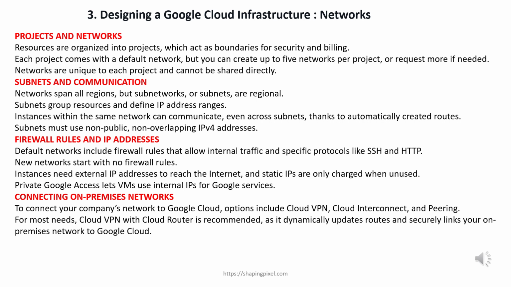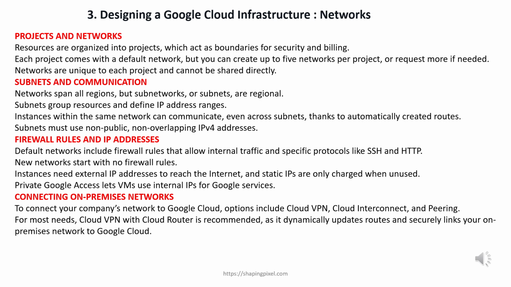Google Cloud Networking is built around virtual private clouds, or VPCs, which are simply called networks. These networks help connect and isolate resources, making it easier to manage everything from small projects to large organizations. Resources are organized into projects, which act as boundaries for security and billing. Each project comes with a default network, but you can create up to 5 networks per project, or request more if needed. Networks are unique to each project and cannot be shared directly.